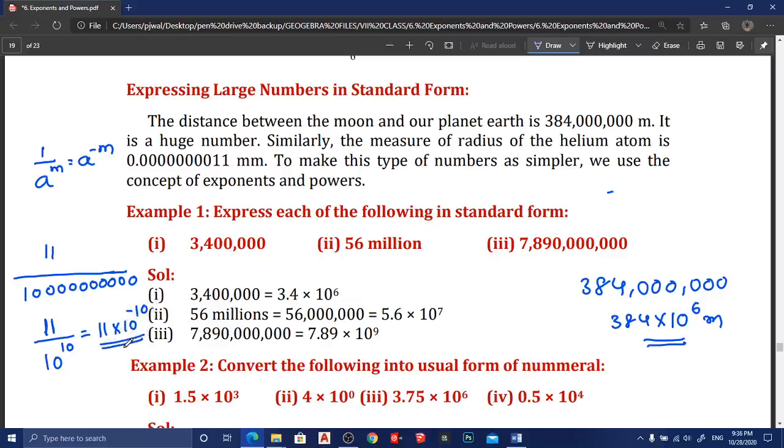Now this number is also not in a standard form. Even though it is written in a shorter form, this is only a short form, but it is not a standard form. So you have to use the definition of the standard form. I will tell you what the definition is now.